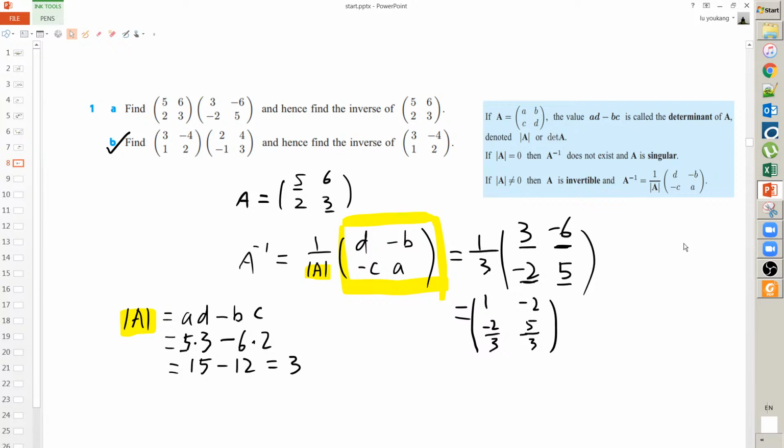How do you get 1/3 then? So my 1/3 is actually given by this. Can you see this? 1 over determinant A, so it's 1 over 3. So my determinant A is 3, right? If my determinant A is equal to 3, therefore it's 1 over 3 here. And my determinant A is given by this formula.